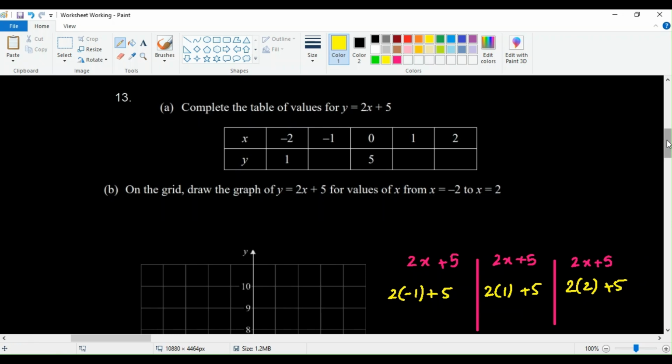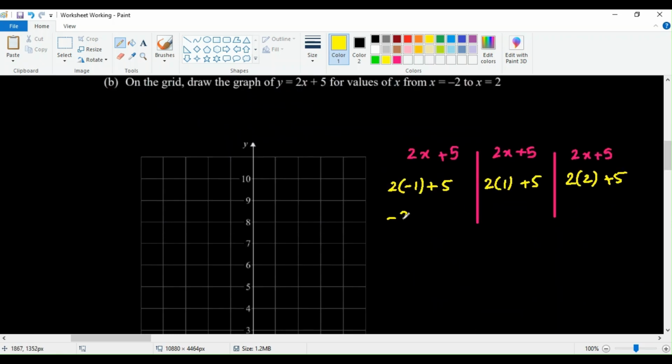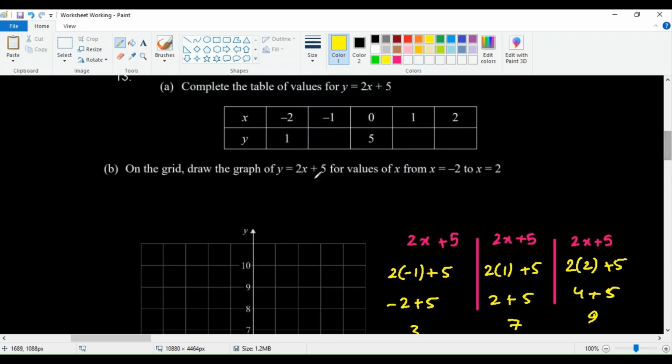Now what will happen is this is minus 2 plus 5, this is 2 plus 5, and this is 4 plus 5. So this gives us 3, this gives us 7, and this gives us 9. So we replace 3, 7 and 9 over here. Now as you can see on the grid, draw the graph of this equation.